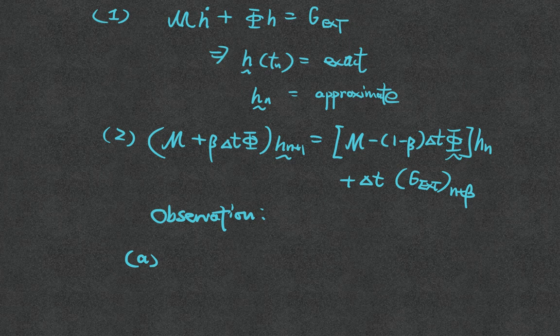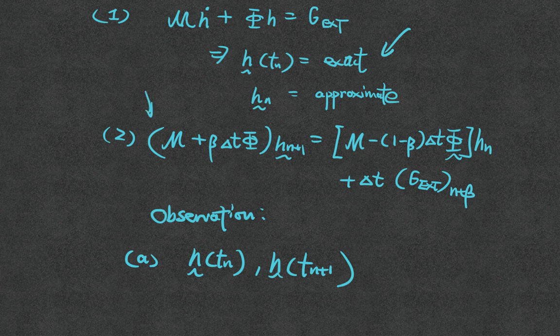So let's consider the exact solutions, okay? If I substitute the exact solutions into system one, what would happen to these governing equations? It would satisfy them completely, right? But if you substitute into the second equation, would it satisfy it? So this would satisfy the first equation, but not two.